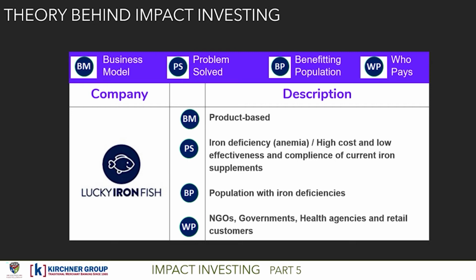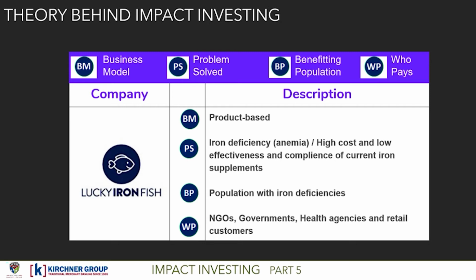He put a small iron fish into the pots of the people that are cooking, for example, rice or just boiling water. That way, the iron leaches from the fish into the water and people receive a greater intake of iron in their normal diet without changing anything in their diet or without the need of consuming pills that taste awful and are very expensive.